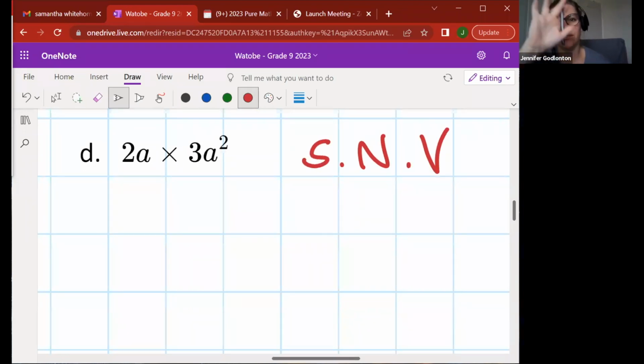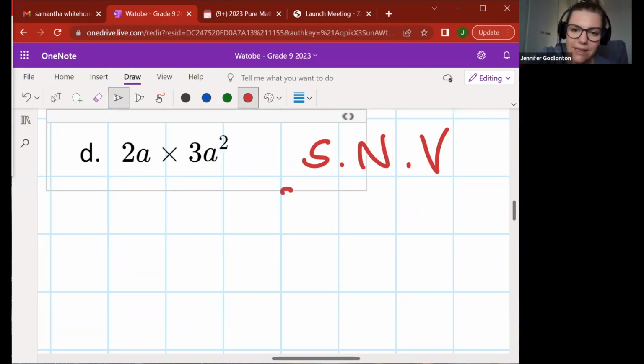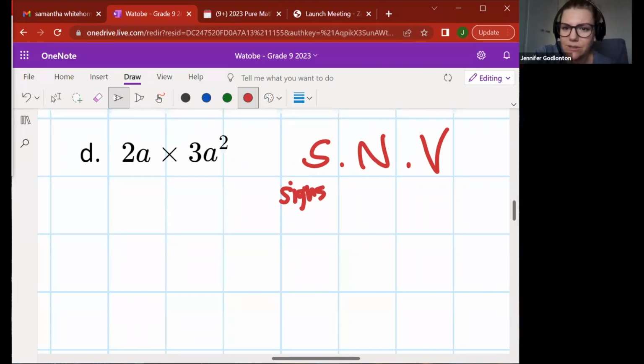SNV. Okay, and I know some of those who have not seen SNV before, you might be thinking, oh my goodness, those are saying sex, nudity, and violence in movies. That is definitely not what we are doing in maths. We are doing signs, and then we are doing numbers and variables. Okay, those are the 3 letters that we think of when we are doing math: signs, numbers, variables.